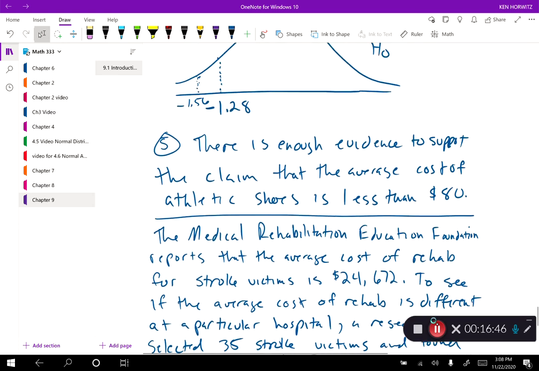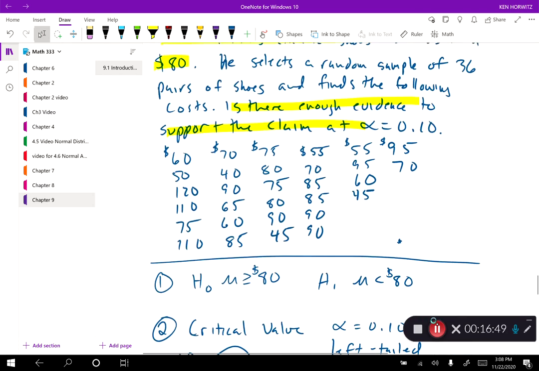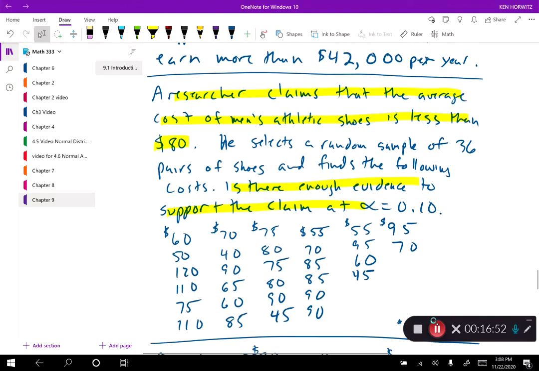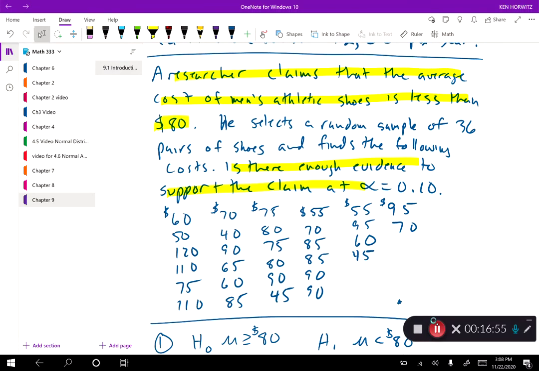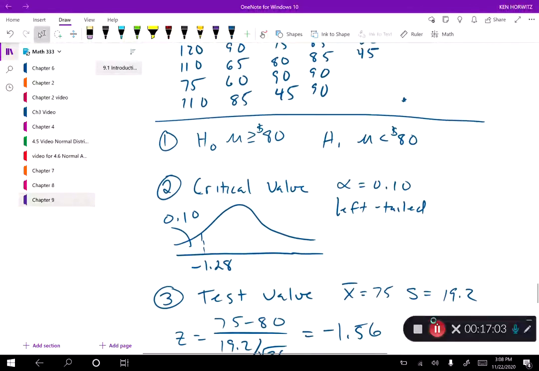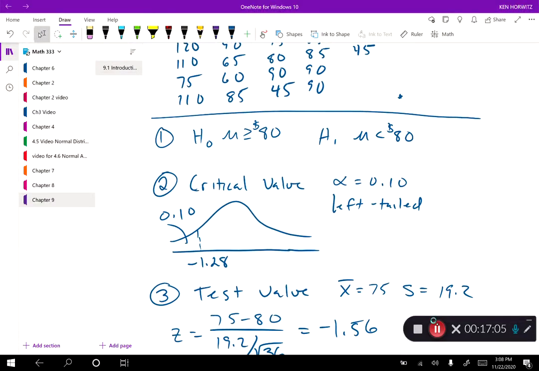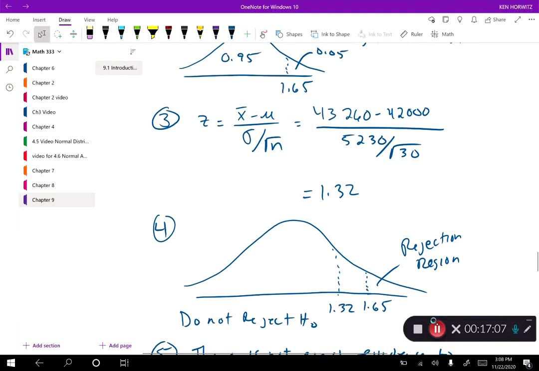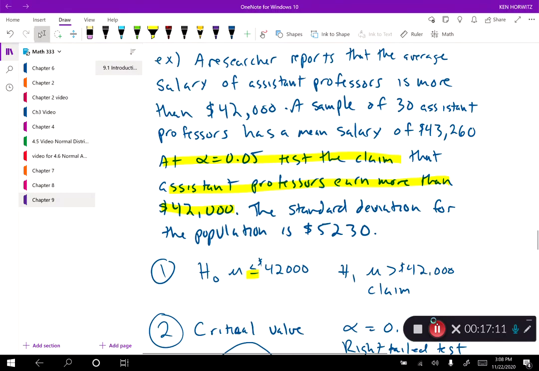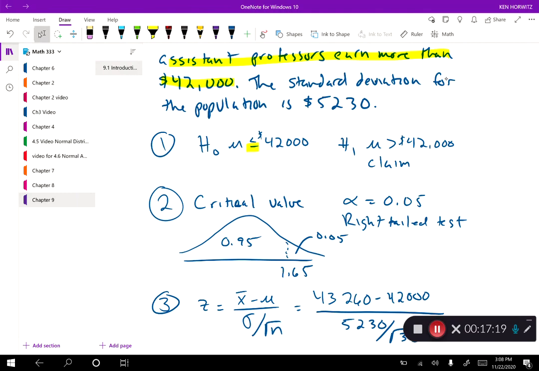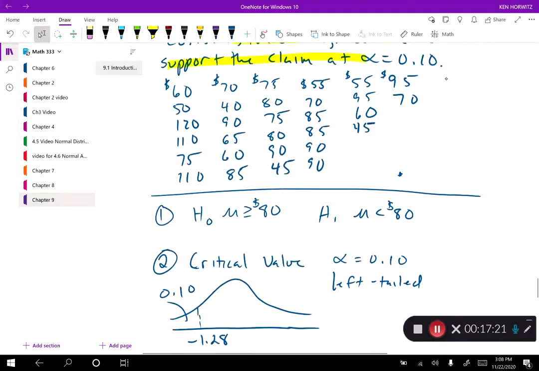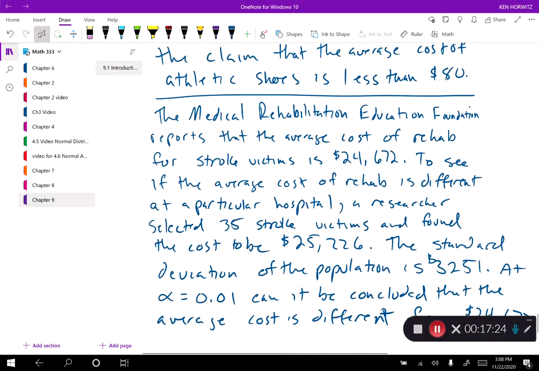Let's scroll back a little bit. In this problem, the researcher claimed the average of men's was less than $80. And if it was less than $80, we had a left-tailed test. In the first problem, we had a researcher looking to see if the salaries were more than, and we had a right-tailed test. Now I'm going to go back to the problem that we are currently in.